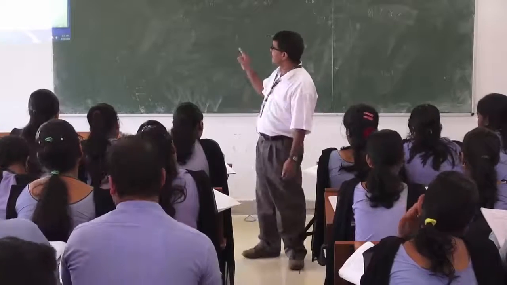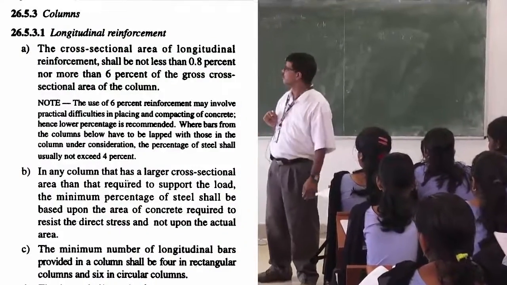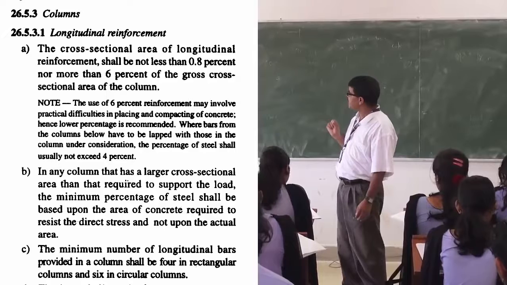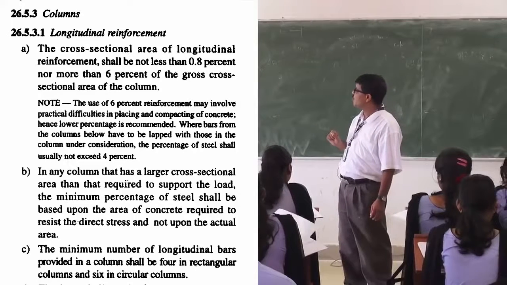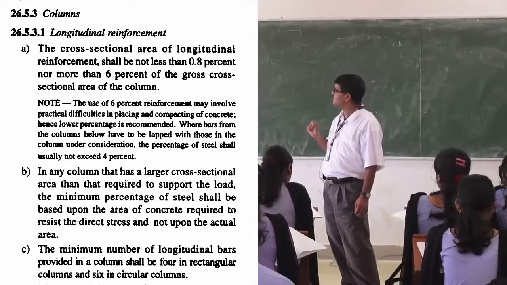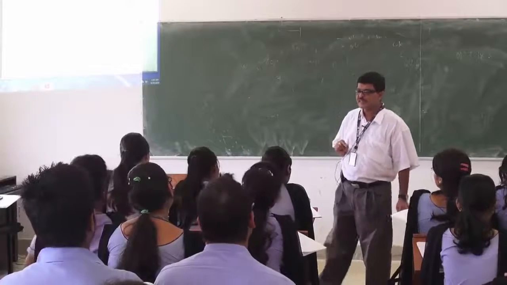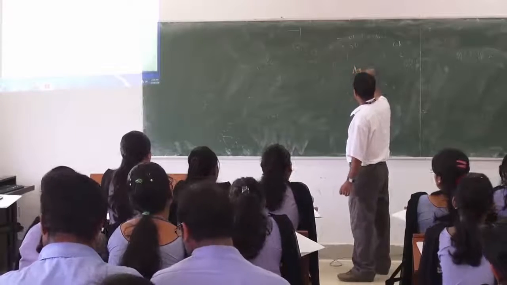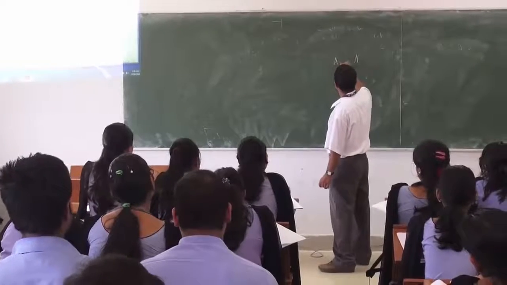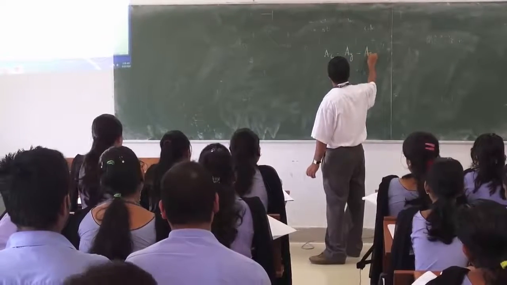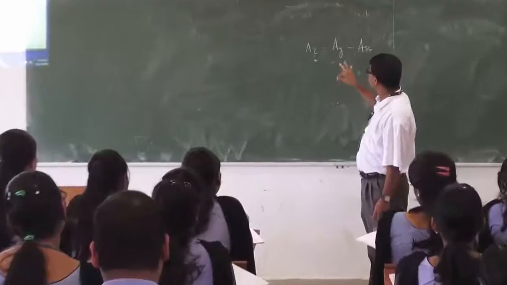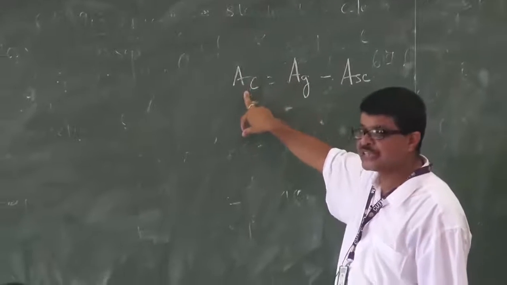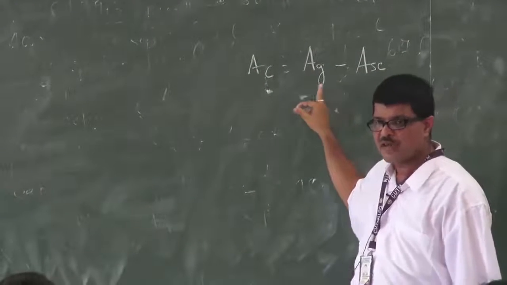Okay. Now what it says, how to find longitudinal reinforcement. Code is very clear. It says the cross sectional area of longitudinal reinforcement shall not be less than 0.8% nor more than 6% of the gross cross sectional area of the column. That means, as you have seen, AG is equal to AC plus ASC, so ASC is equal to AG minus AC. Okay. So if you find the area of steel is some percentage of the gross area, then you can find out AC in terms of AG. Are you getting my point or not?